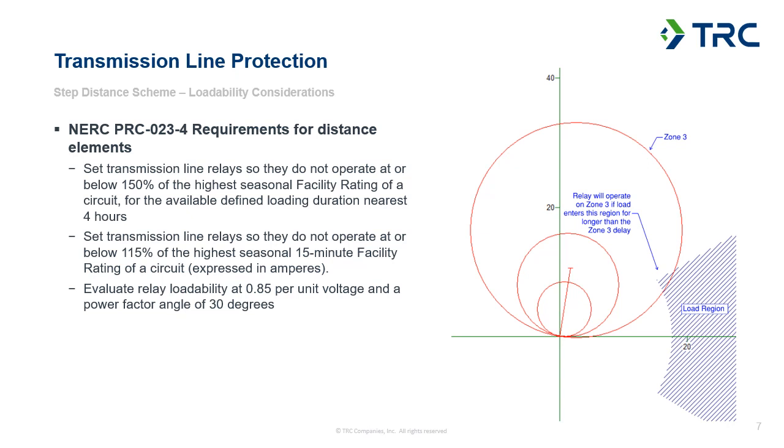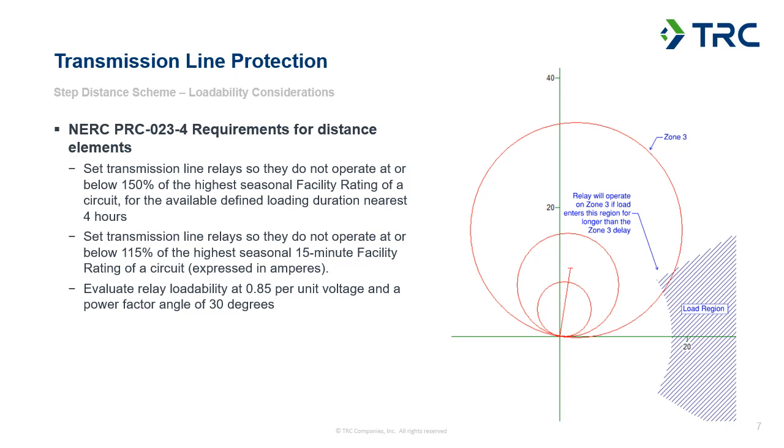So the other criteria is very similar to the first one, except because you're using a higher rating. The 15-minute rating would be a higher MVA or current rating than the 4-hour rating. The criteria is a little looser: you have to make sure your relay does not operate below 115% of the 15-minute facility rating.